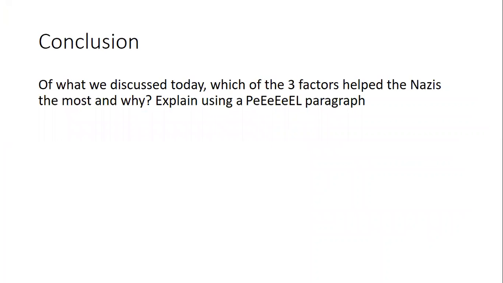Just to finish off this lesson then, of what we've gone through today, which of the 3 factors do you think helped the Nazis the most and why? Was it the mistakes of Brüning? Was it the Nazis' approach? Or was it the fact that the Nazis were able to appeal to certain groups of people? Finish this lesson off by writing a paragraph in your book explaining using a PEEL paragraph.